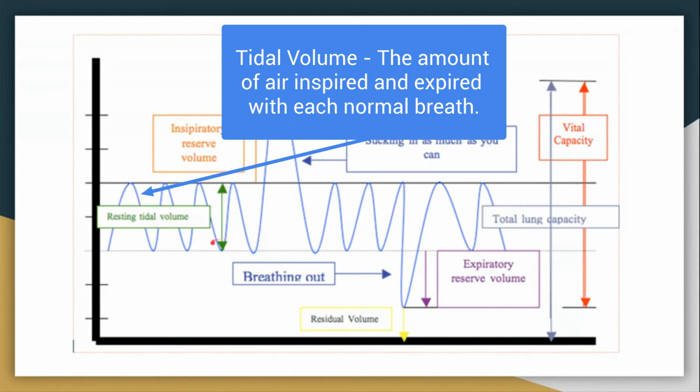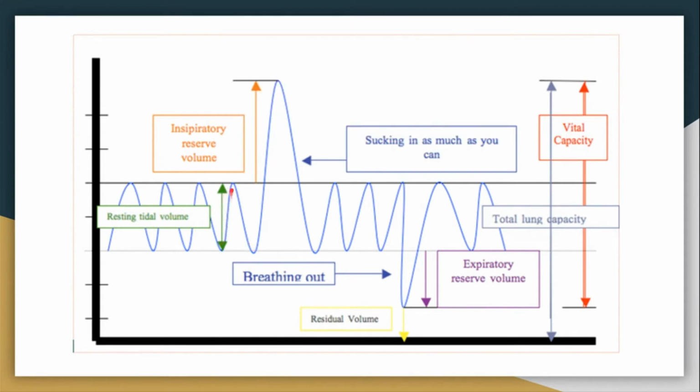You would also find on a graph, and you could get shown a graph in an exam of during exercise perhaps, that the lines would get closer together for tidal volume. So they would get higher and closer together because you're also breathing quicker. So you're breathing quicker and you're breathing deeper.